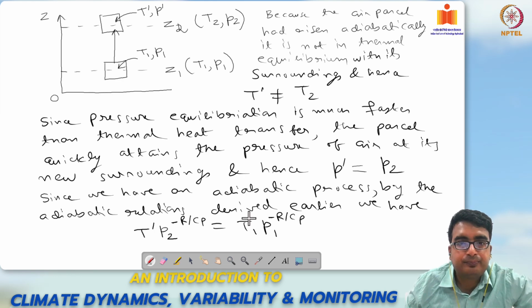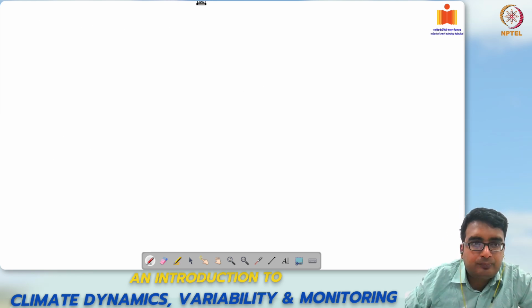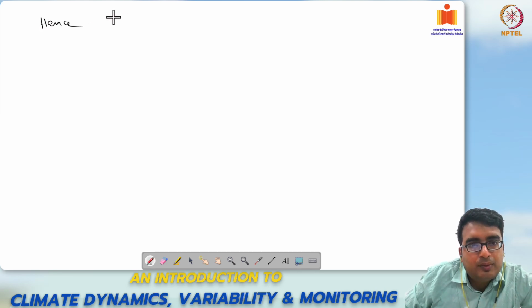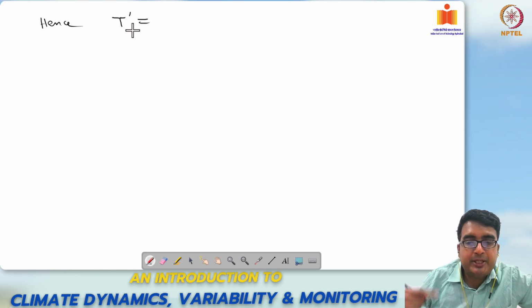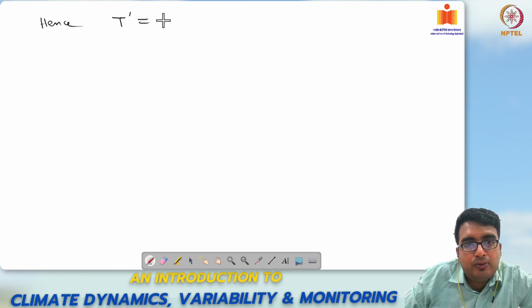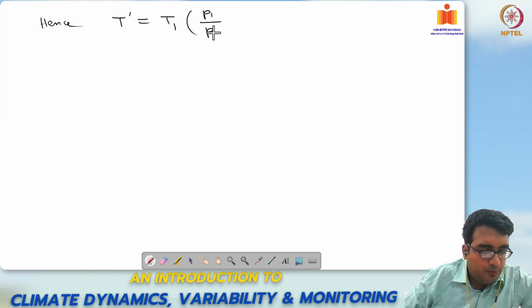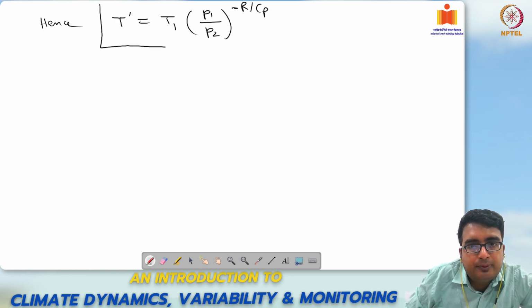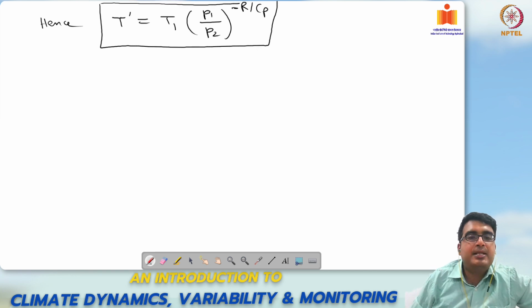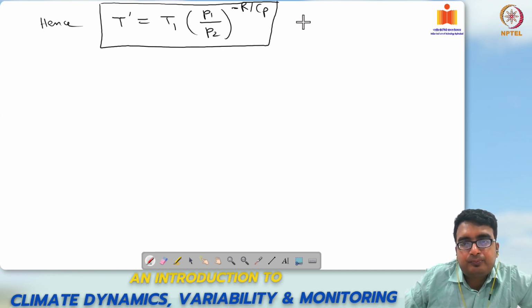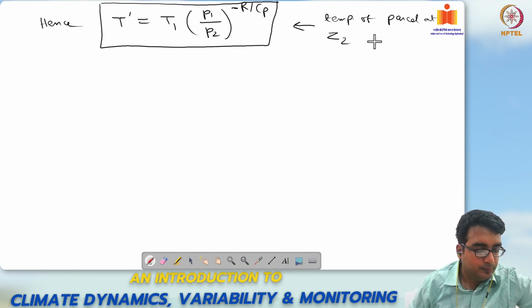Hence, T prime, which is the temperature of the parcel at Z2, will be equal to T1 into P1 by P2 to the power minus R by Cp. Okay. So this will be the temperature of the parcel at Z2.